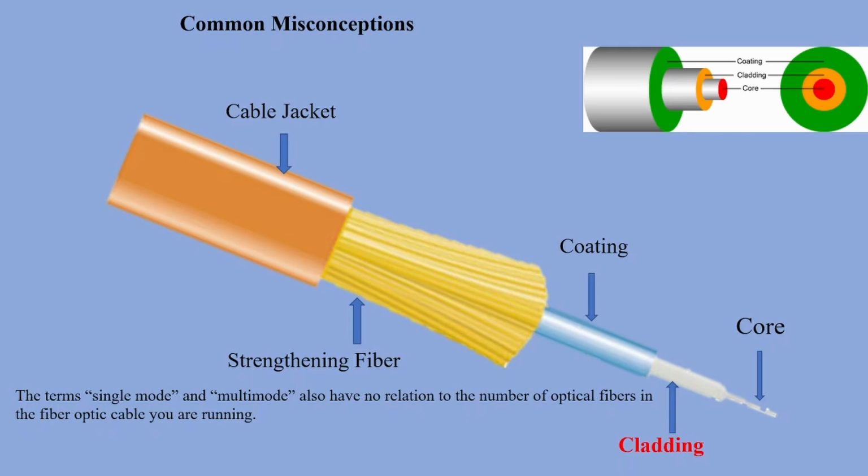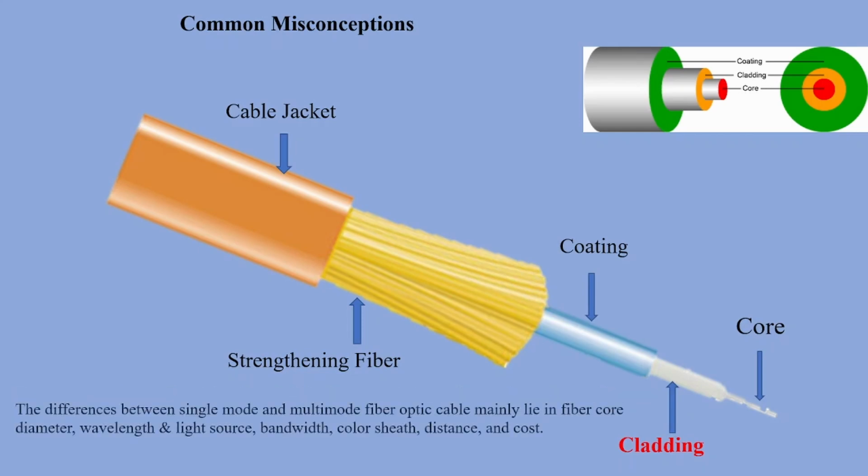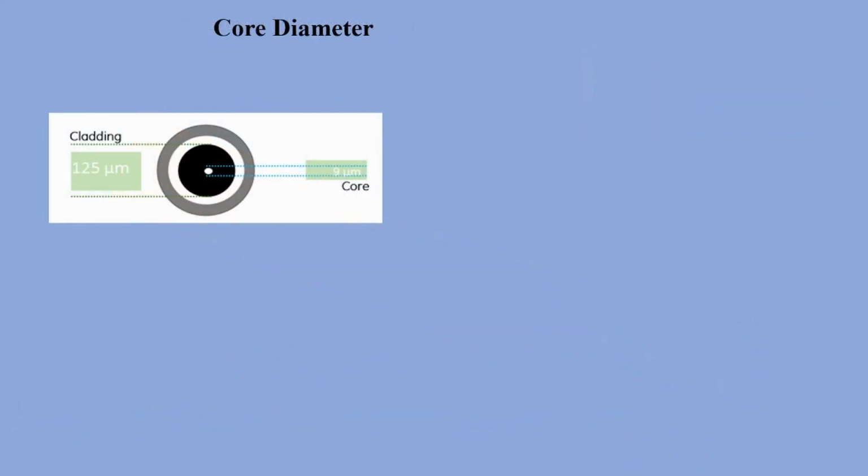It's possible to have a cable containing 144 single mode optical fibers, and it's also possible to have a cable containing the same 144 multi-mode optical fibers. So the differences between single mode and multi-mode fiber optic cables mainly lie in fiber core diameter, wavelengths and light source, bandwidth, color sheath, distance and cost, right? So let's start from the difference in core diameter.